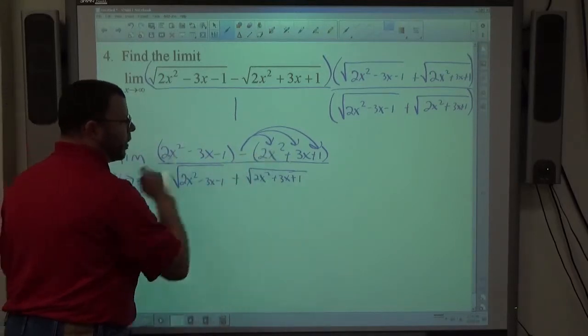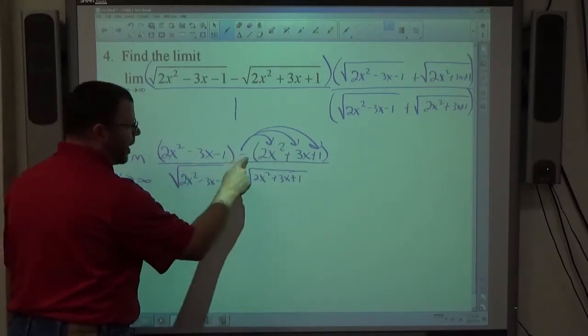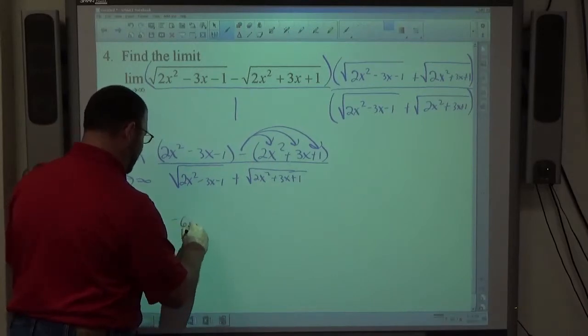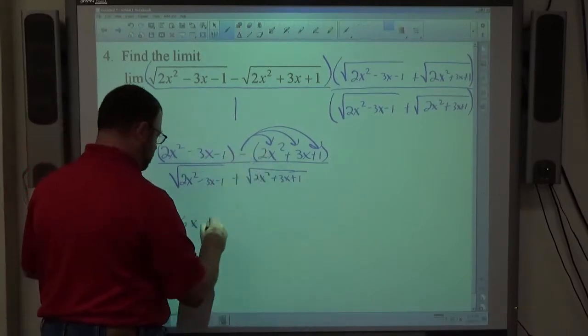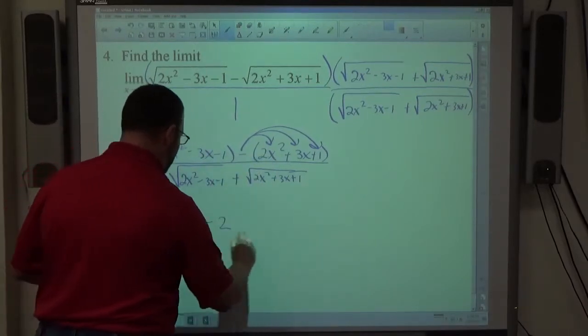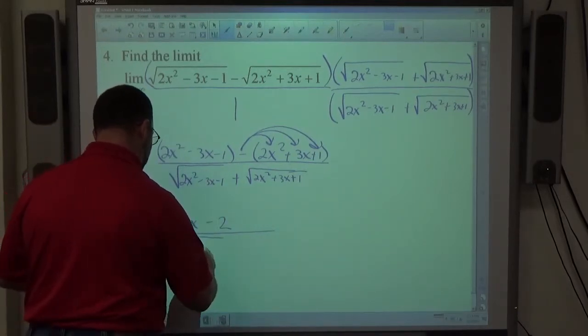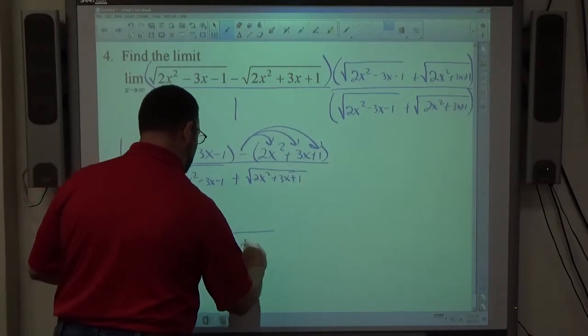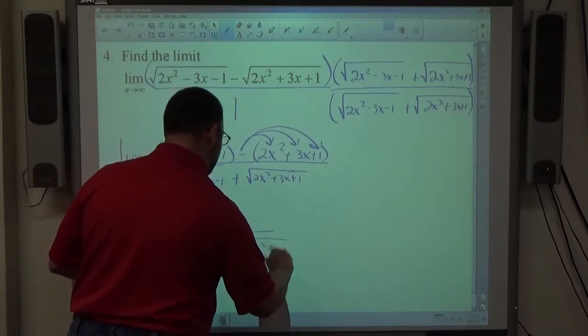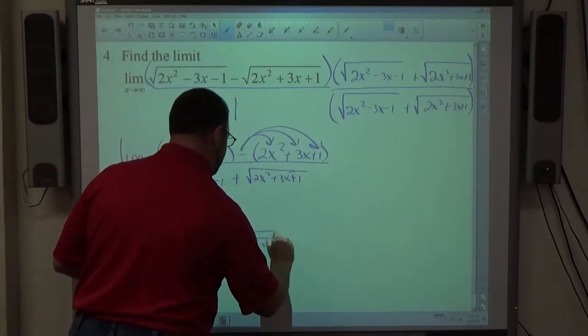2x squared minus 2x squared cancels. Negative 3x minus 3x is negative 6x. Negative 1 minus 1 is negative 2. On the bottom we have this square root of 2x squared minus 3x minus 1 plus the square root of 2x squared plus 3x plus 1.